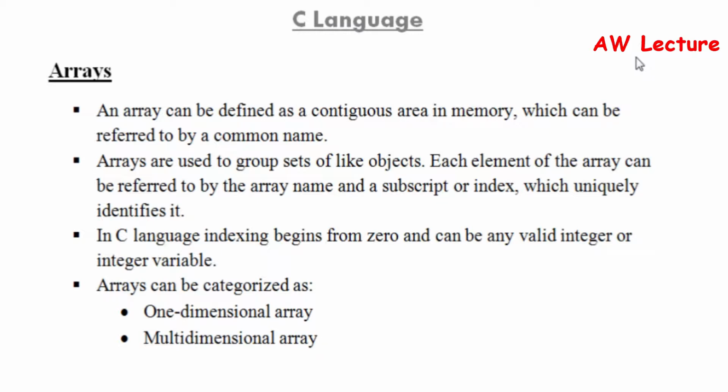Think of an array as a group or set of similar or like objects, and each element of the array can be referred to by the array name along with the subscript or index, which uniquely identifies it. In C language the indexing mainly begins from 0 and can be any valid integer or integer variable. An array can be of two types mainly: one dimensional array and multi-dimensional array.